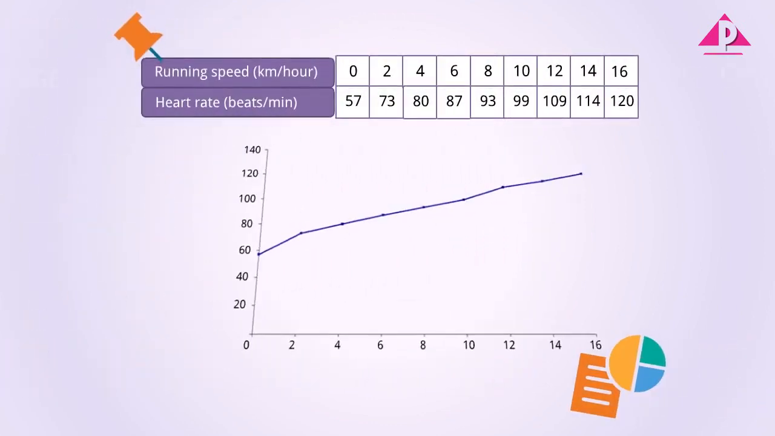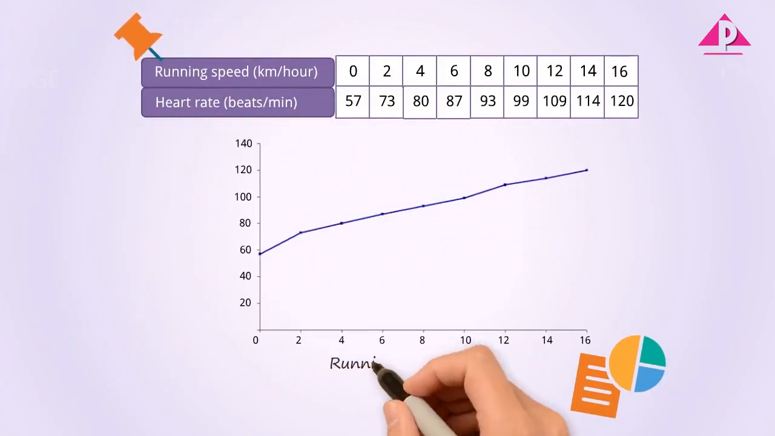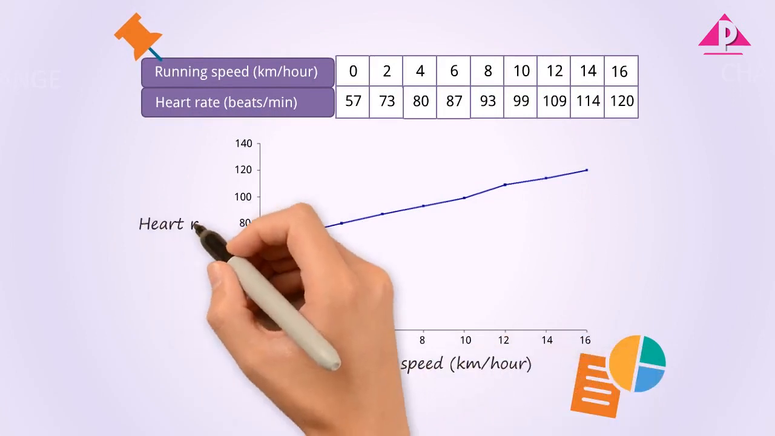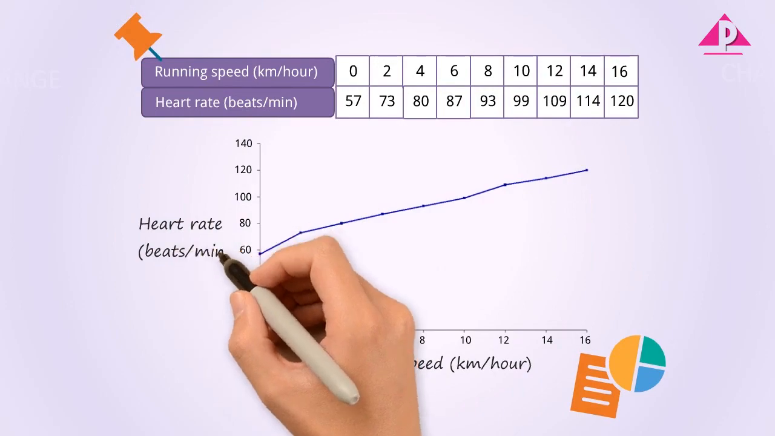When we plot a graph to show the results, the independent variable should always go on the x-axis and the dependent variable on the y-axis.